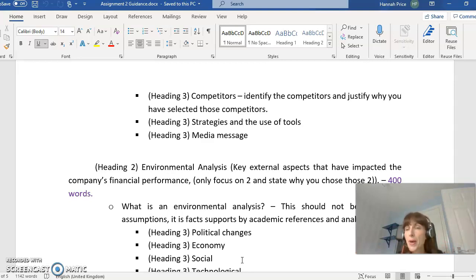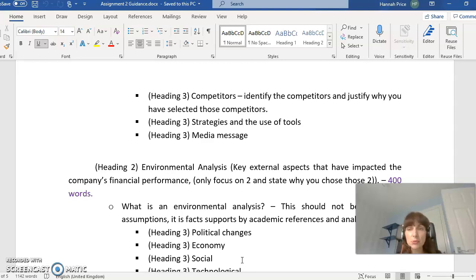And you're going to use PESTLE, but you're only using 2 aspects of PESTLE as well. And you need to explain why you've only used 2 of them. So not why you've only used 2, but why you've chosen the 2 that you've chosen. So why they're of great interest to you. So actually the 2 most relevant ones are the ones to use, and then you can go into some depth.